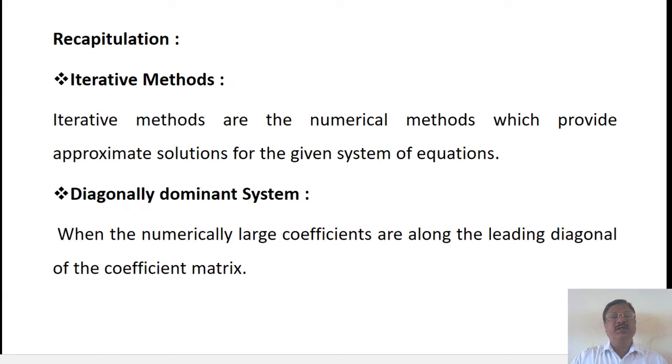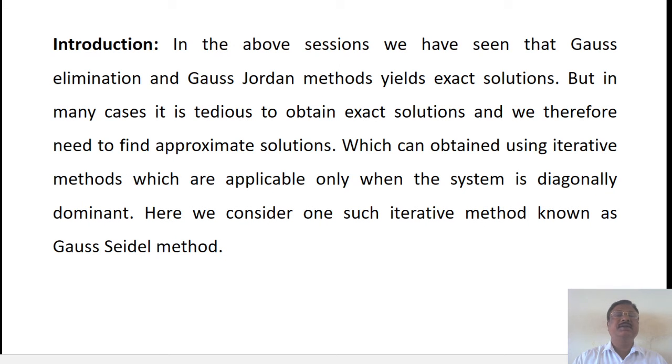Now the recapitulation part contains what we mean by iterative methods. Iterative methods are the numerical methods which provide an approximate solution for the given system of equations. Now, diagonally dominant system: it is the system where the numerically large coefficients are along the leading diagonal of the coefficient matrix.